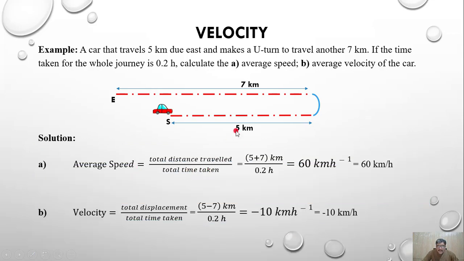Total distance traveled, that is 5 plus 7, it is here. Total time is already given to you, that is 0.2 hour, simply take the ratio and it will be 60 kilometers per hour. Because distance is in kilometers and time is in hours, that's why it is kilometers per hour. Velocity, you have to take the displacement first, total displacement, then time is given to you, just take the ratio and you will get velocity, that is minus 10 kilometers per hour. It is also known as the average velocity of the car. I hope it is clear to you.